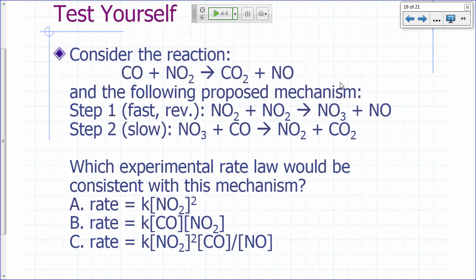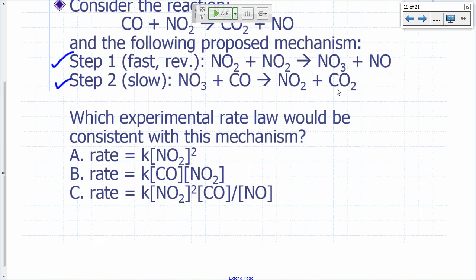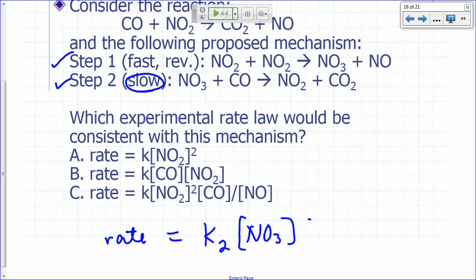Okay, you're going to need time to work this out. You have a fast reversible step again, and your slow step follows that fast reversible step. What experimental rate law would be consistent with this mechanism? What would you predict would be the rate law for this mechanism? What would you have to do? The rate law would be the rate law for which step? Step 2, the slow step, right? So you're going to say your rate is equal to K2, the rate constant for step 2, times NO3 times CO.